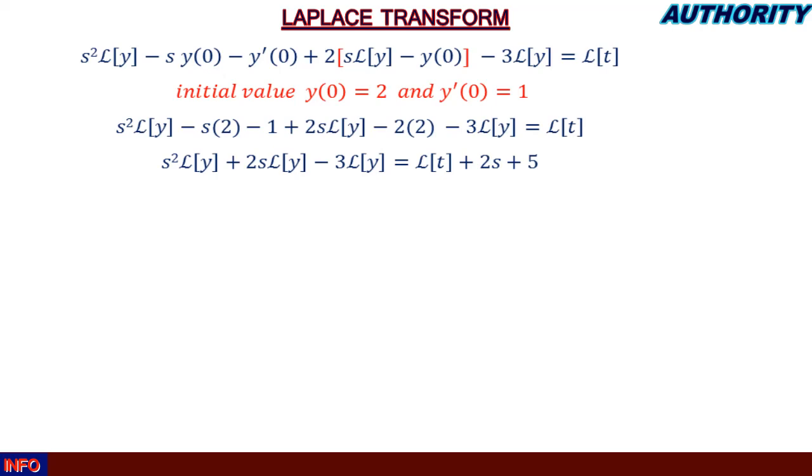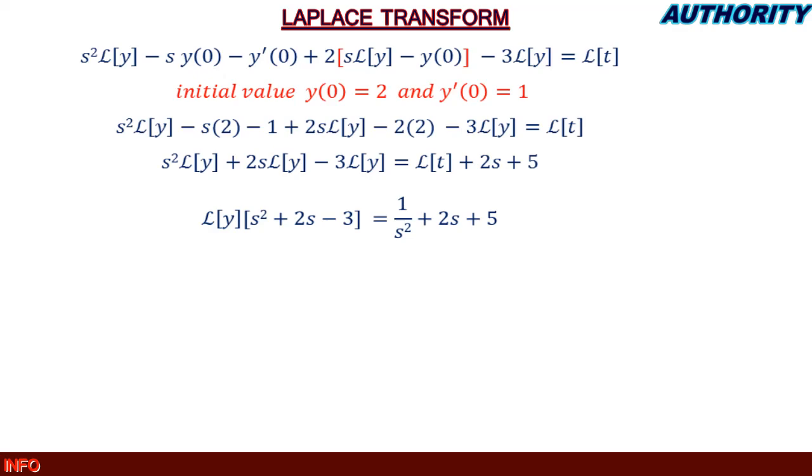So when we factor it out, we are going to have the coefficients remaining, which are s squared plus 2s minus 3. Okay, it is equal to, in the right-hand side here, the Laplace transform of t. What is the Laplace transform of t? It is 1 all over s squared. Then we have plus 2s plus 5. Is that clear?